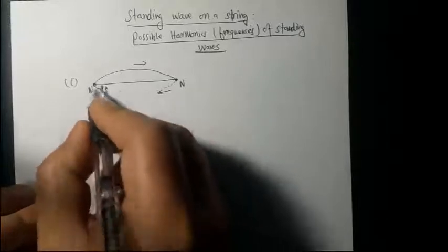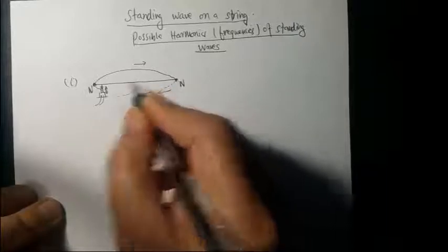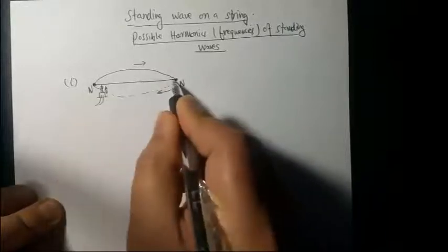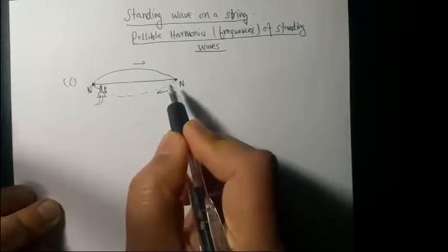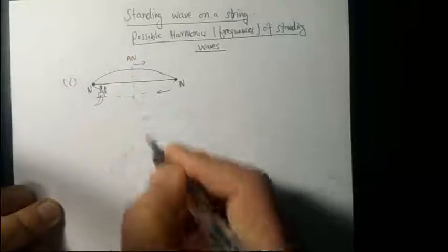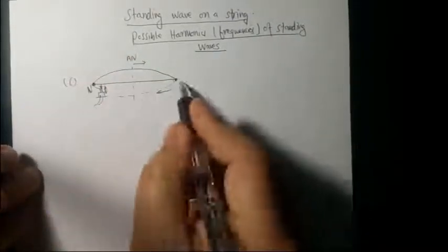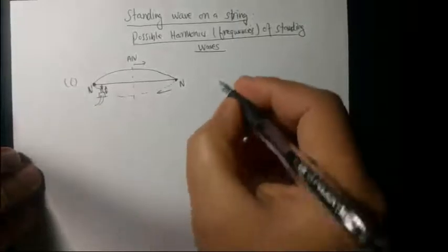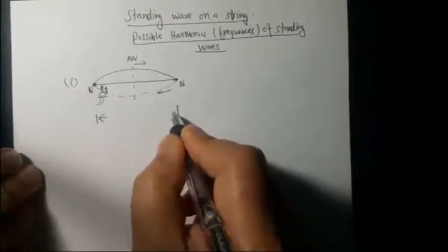Since both ends are fixed, they have to be the position of a node. Node means zero vibration, right? And this is the antinode, so you have only one antinode. So the first harmonic has one antinode and two nodes. So what's the first possible frequency? We're going to find the frequencies, right? First of all, it has to meet this condition.